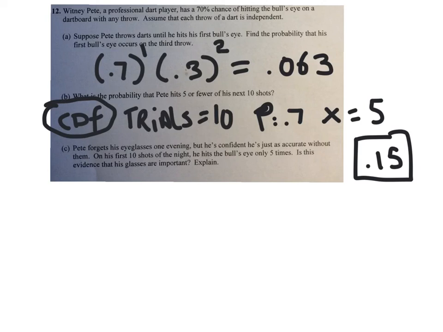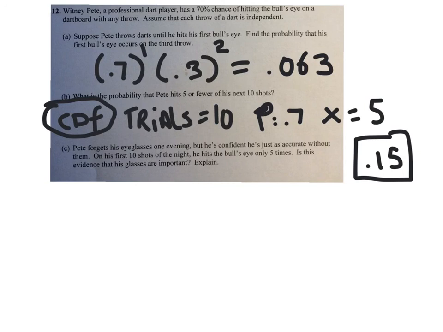Okay, now let's look at letter C. Pete forgets his eyeglasses one evening, but he's confident that it's just as accurate without them. Okay, now this one, on the first 10 shots of the night, he hits the bullseye only 5 times. So it doesn't say 5 or less. It says exactly 5 times in this situation. So this is binomial PDF. Okay. So again, I'm going to plug it in the calculator, and it's going to give me the answer.